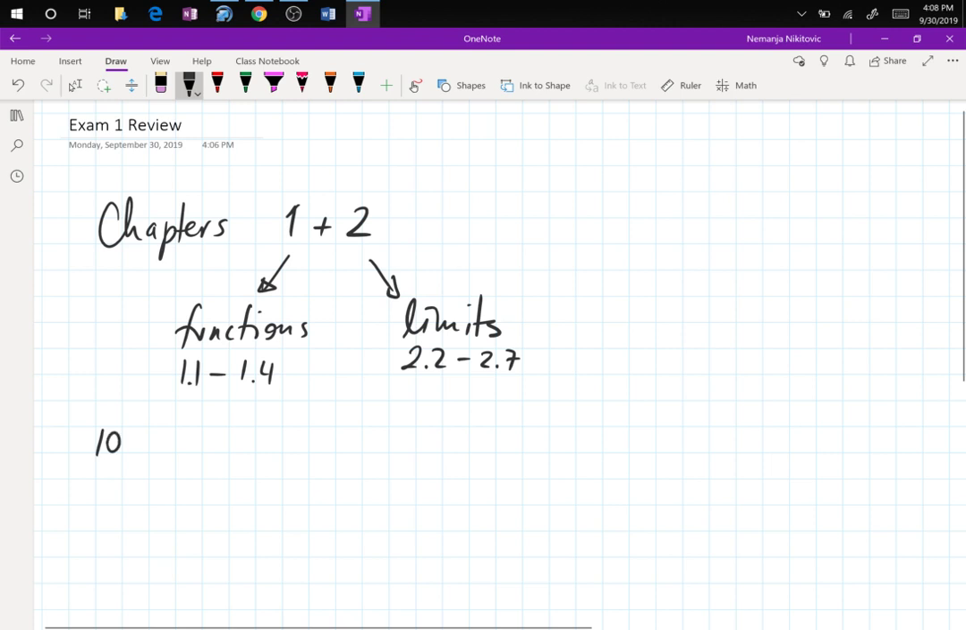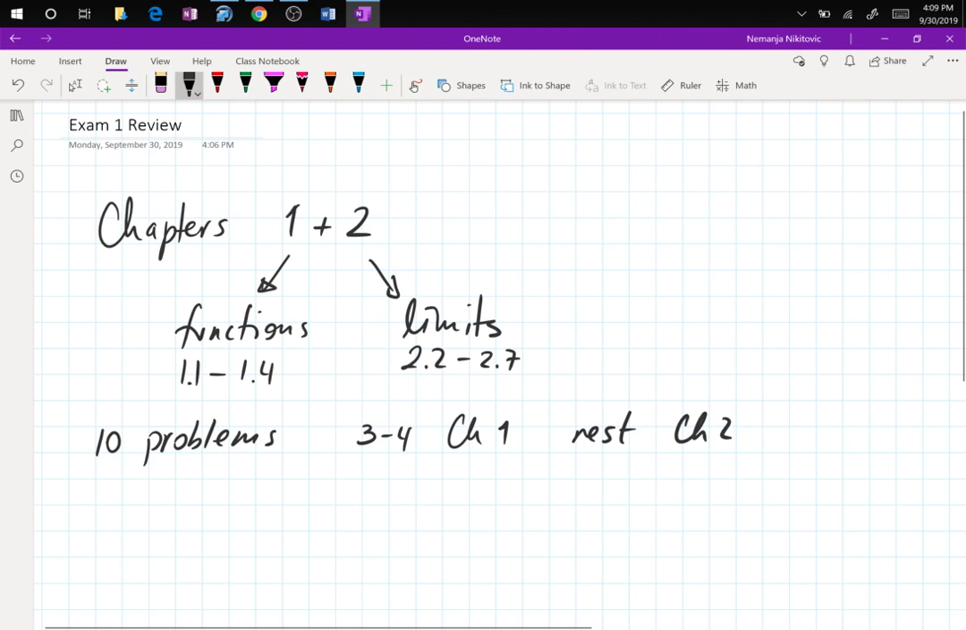The exam is going to have, say, 10 problems. I would say 3 to 4 problems from chapter 1 and the rest from chapter 2. And it's 100 points, so you guys answer as much as possible. Make sure you show all the work and all that good stuff.